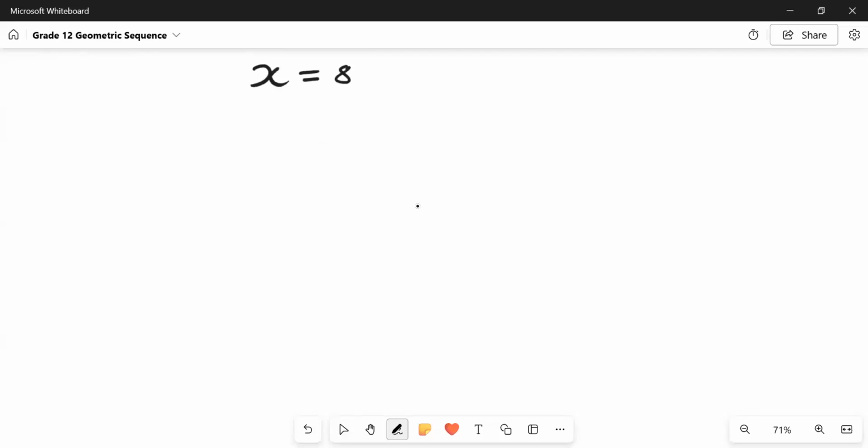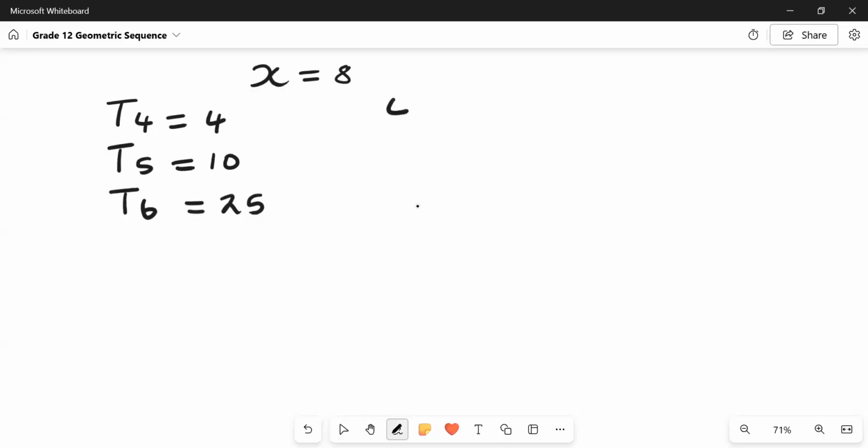For T4, when you substitute your 8 in place of x, you will get T4 as 4. And then for T5, you substitute again, we get 10. And then for T6, you substitute, you get 25. And then from here, now we have 4 is to 10 is to 25. Look for R, we divide, right? So we divide there and you get 5/2.